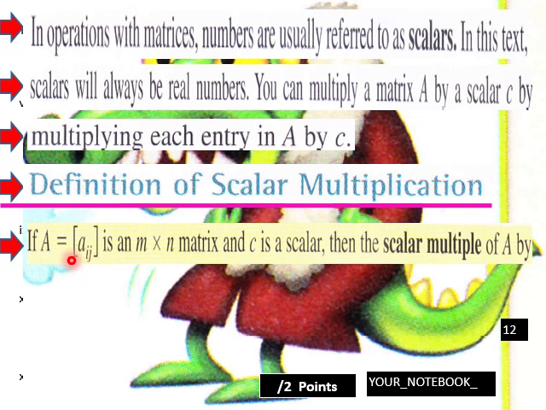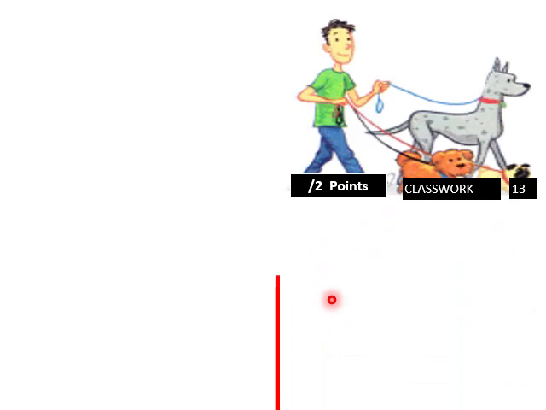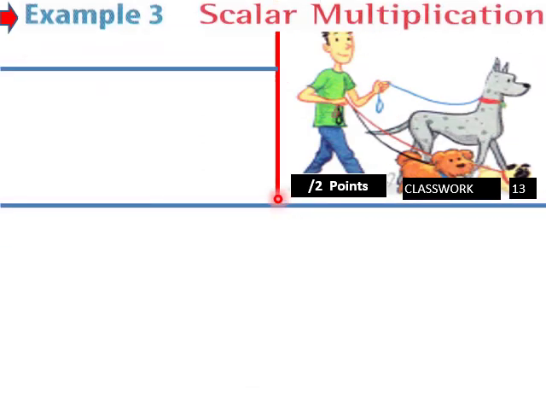If A equals [a_ij] is an m times n matrix and C is a scalar, then the scalar multiple of A by C is the m times n matrix given by C times A equals [c a_ij]. So that would be the technical definition of scalar multiplication. So let's try one of those right now, okay?